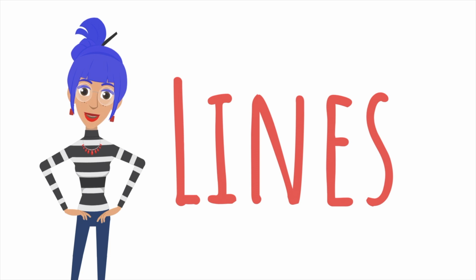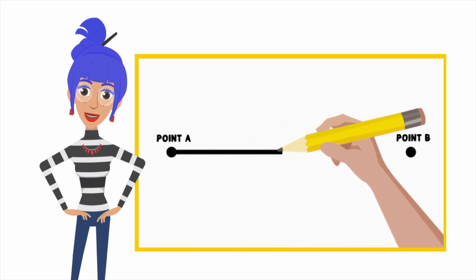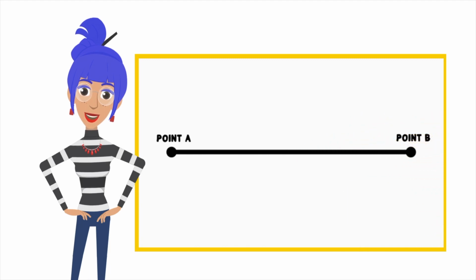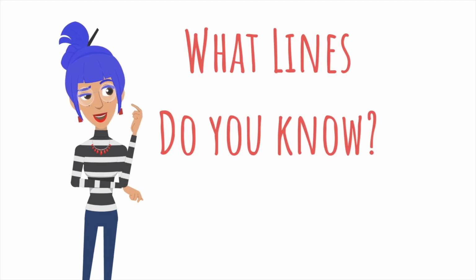A line is a continuous mark that goes from one point to another. There are a lot of different types of lines that an artist can make. Can you think of different types of lines? Let's take a moment and think about it.